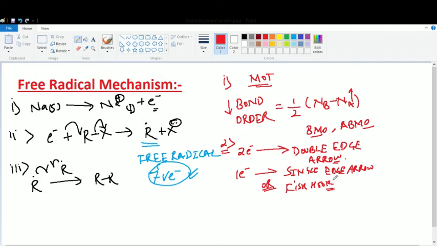Why do we call it a fish hook? Because it looks like a fish hook.